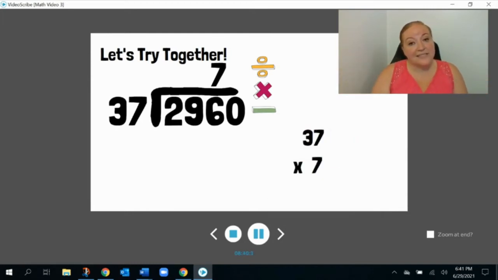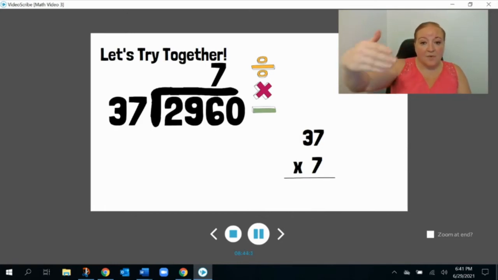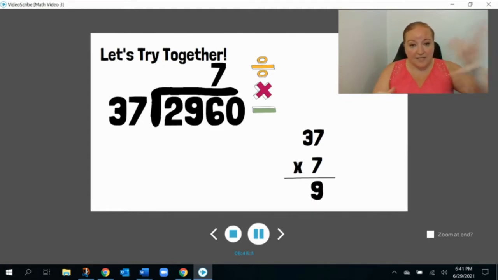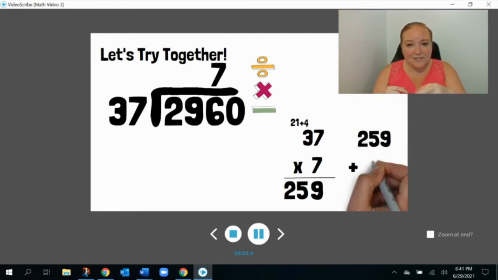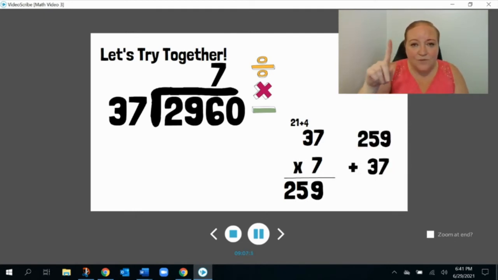Okay, so now let's get really specific and do the specific math. I'm going to take 37 times 7 to make sure that I know I can do my first step. Okay, and 7 times 7 is 49. 7 times 3 is 21. 21 plus 4 is 25. Now, what I'm noticing here is I feel like 37 can go into 259 at least one more time. It kind of looks like it can. I'm going to check though.